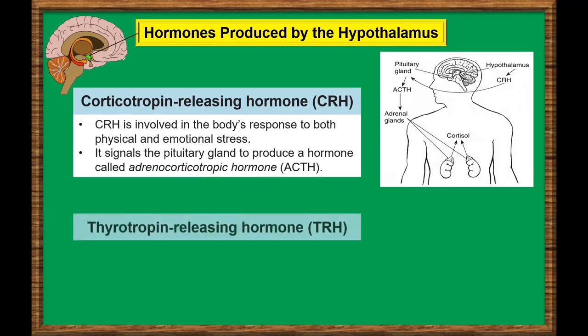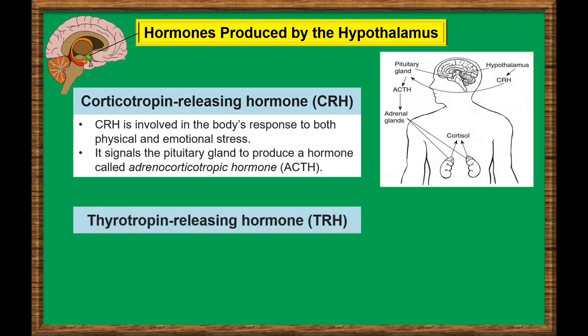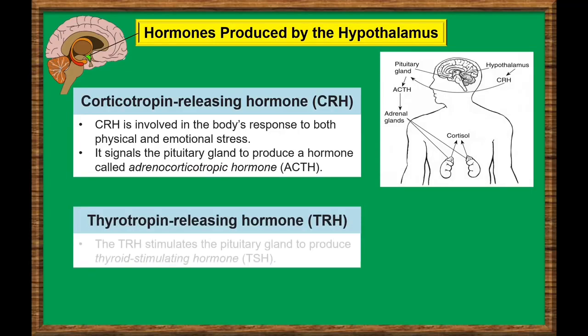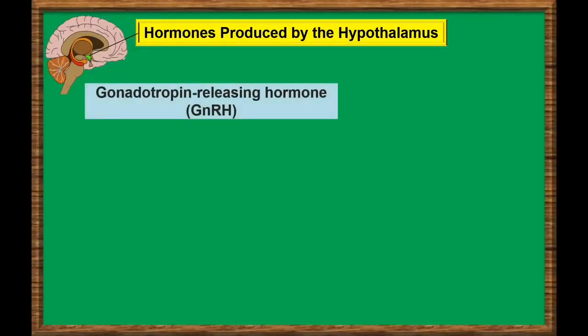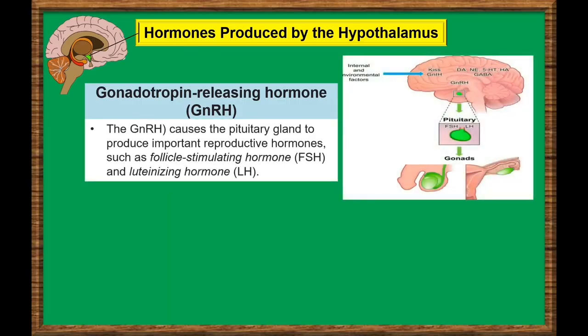Thyrotropin-releasing hormone, or TRH. TRH production stimulates the pituitary gland to produce thyroid-stimulating hormone, or TSH. In return, TSH plays an important role in the function of many body parts, such as the heart, gastrointestinal tract, and muscles. Gonadotropin-releasing hormone, or GnRH. GnRH production causes the pituitary gland to produce important reproductive hormones such as follicle-stimulating hormone, or FSH, and luteinizing hormone, or LH.